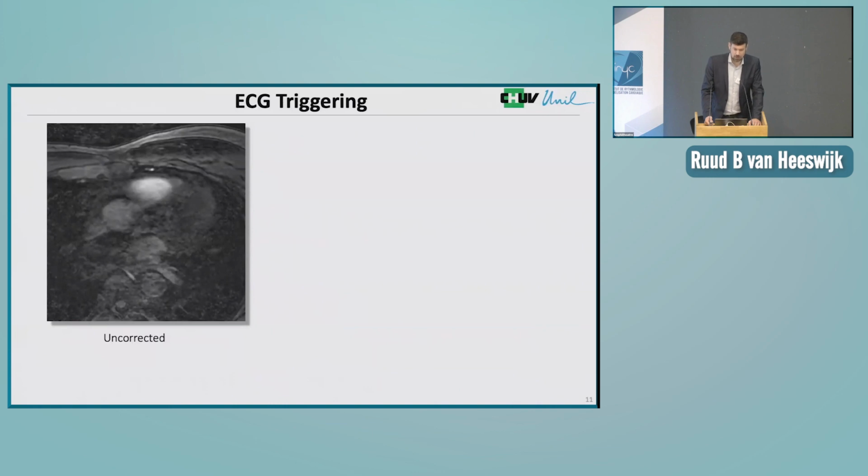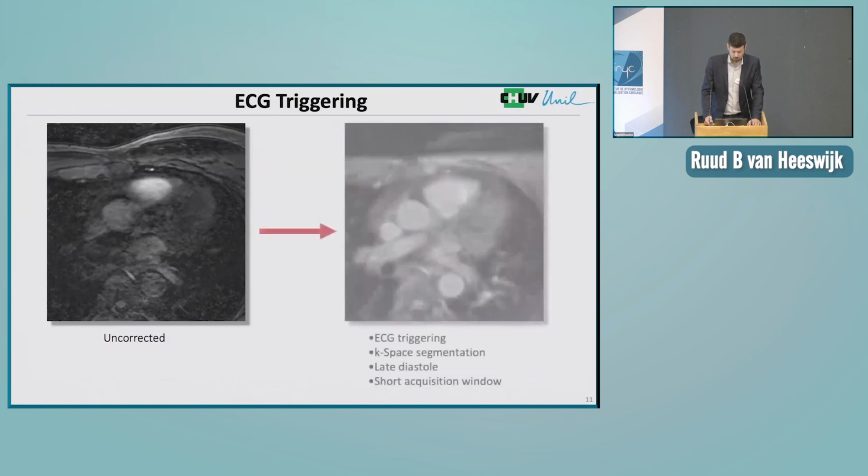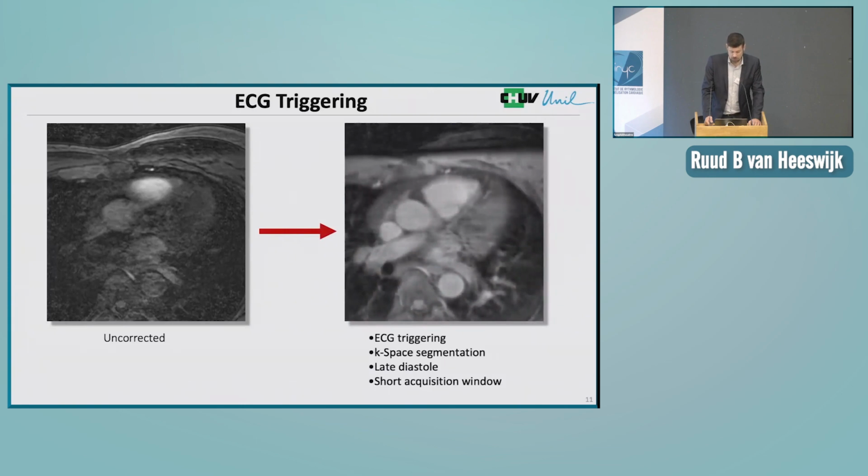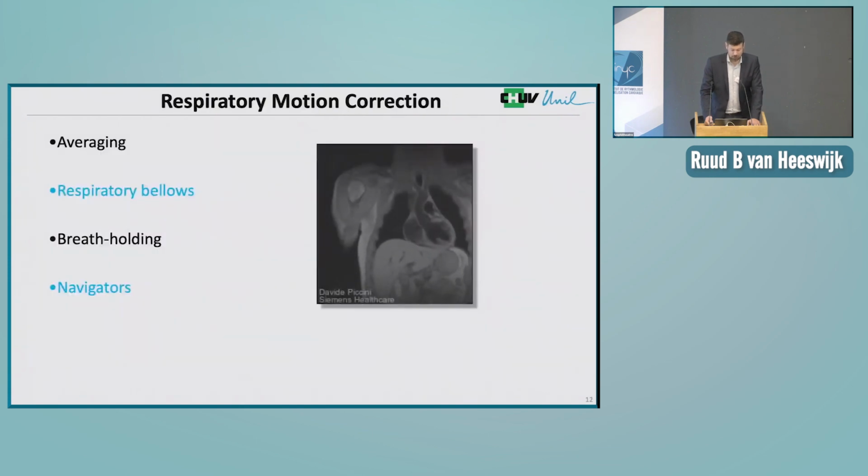Now, if we just use ECG and let the person breathe freely, we already go from this uncorrected image to this. So just K-space segmentation, you still see some artifacts, and the coronaries are not very clear yet, but you get a quite big improvement. So this is really the workhorse of motion correction, essentially, in cardiac imaging. It's ECG triggering. Then we also need to get rid of that respiratory motion. And this can be done a whole bunch of ways. You can do averaging, so you just acquire your signal multiple times, and your motion artifacts from respiratory signals will just average out. You can use respiratory bellows, so a belt around you, and then use the signal from this belt to guide your acquisition.